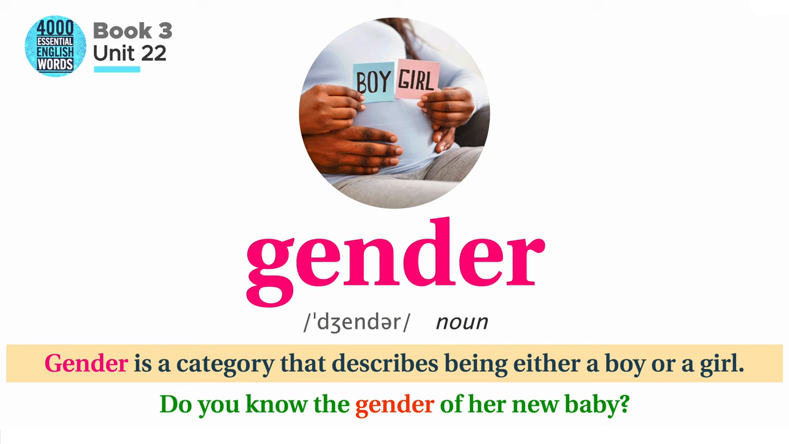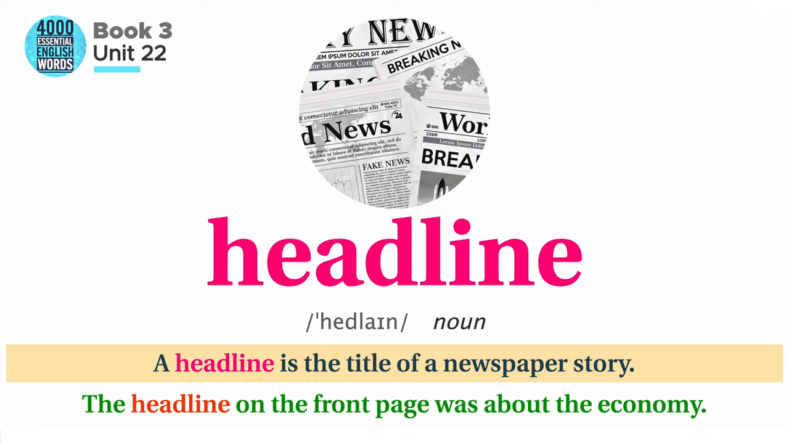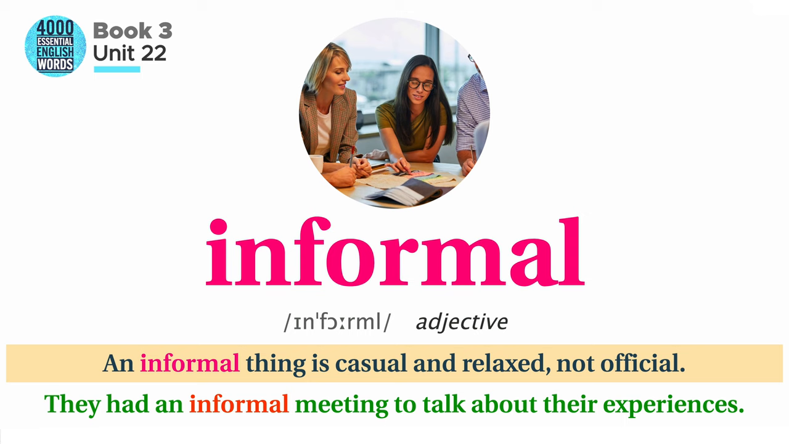Headline. A headline is the title of a newspaper story. The headline on the front page was about the economy. Informal. An informal thing is casual and relaxed, not official. They had an informal meeting to talk about their experiences.